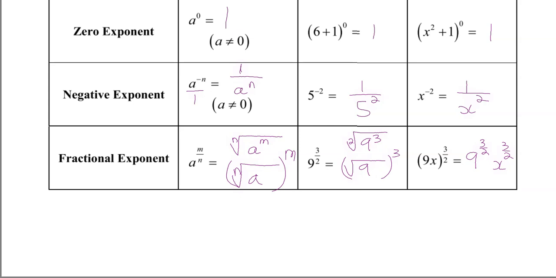So this becomes 1 over 5 squared. Oh, I can square 5, right? This will be 1 over 25. This becomes not 9 to the 3 halves, but the square root of 9, 3 cubed, which is 27.